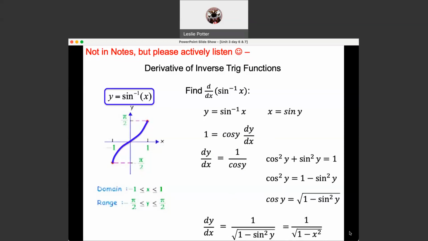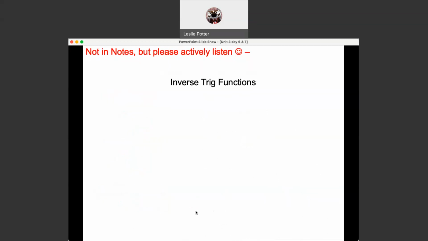And that is just so far-fetched from differentiating a trig function. Inverse trig functions end up looking like these rational expressions. And it's because of this process of implicitly differentiating and then having to use this identity to get back to the variable x. We're not going to do this for all 6 derivatives. I just wanted to show you where the inverse sine comes from.